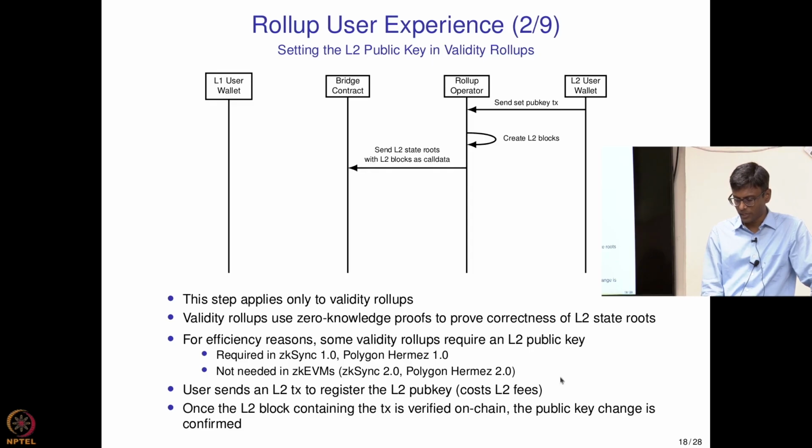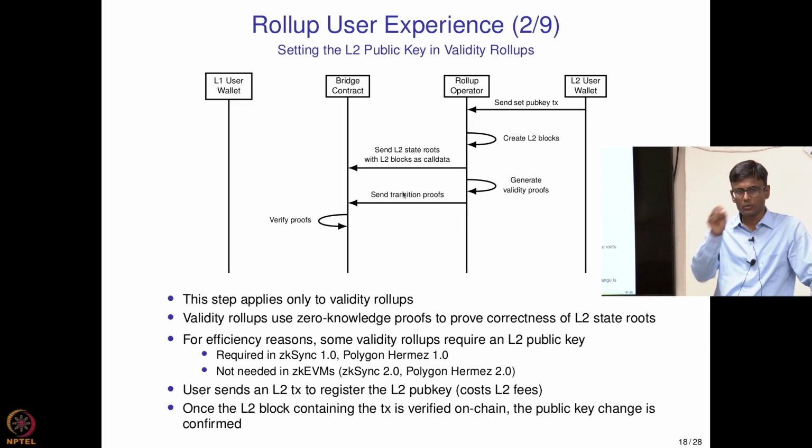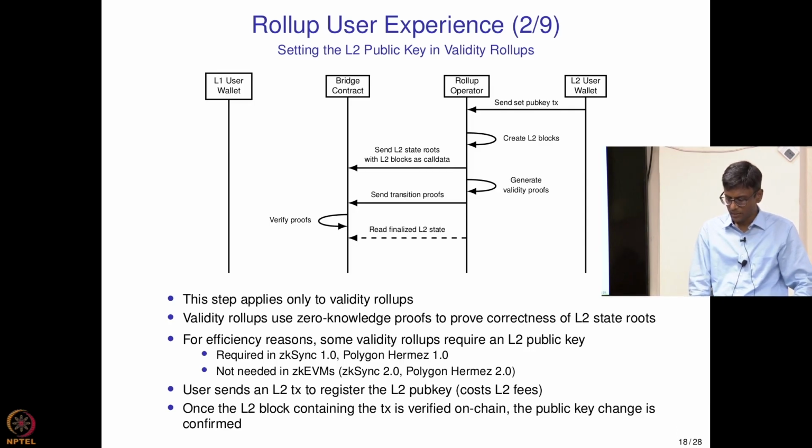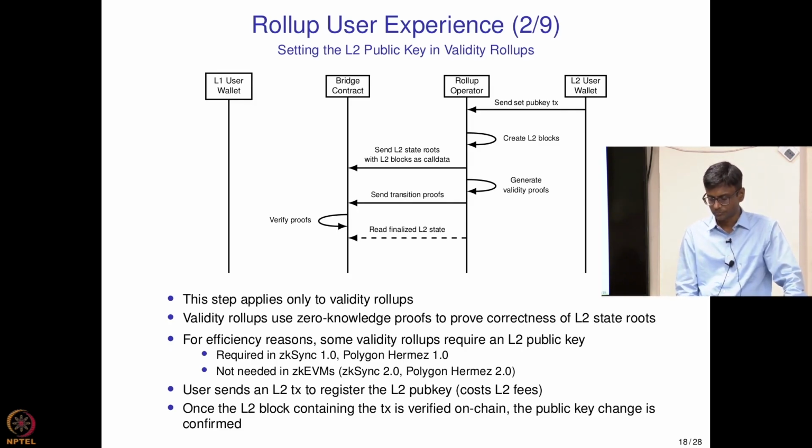So block is confirmed means you create an L2 block, you send that L2 block and state root to the bridge contract, you generate a validity proof, and then you send the transition proof. The proof is verified on the bridge contract. This proof verifies a transition, by transition I mean root transition from R previous to R current, or from R current to R new, and then once it is verified, the public key is set. But this is an extra onboarding step in ZK Sync 1.0 and Polygon Hermes 1.0. So once that state is finalized, the layer 2 wallet will get a confirmation. So this is one part, an extra onboarding step in validity rollups.